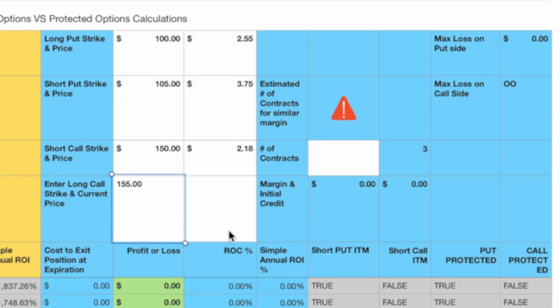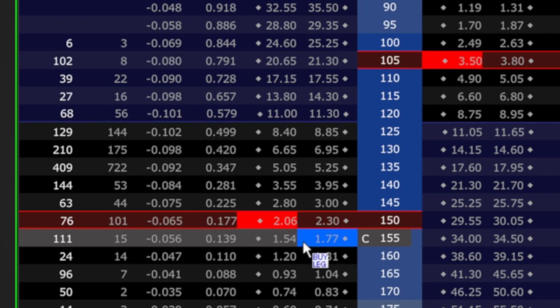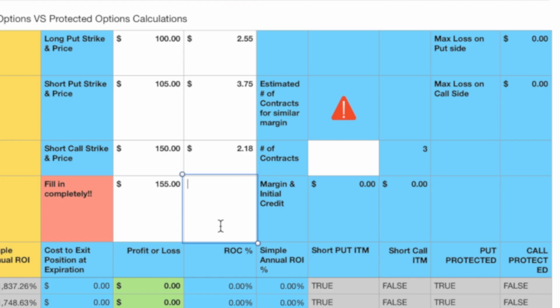So in this one, I'm going to go $5 wide as well, and I'm going to flip back over here, and the 155 is around 165-ish. So we're going to put in 165. Now, these are all entered in positive numbers, even though some of these would be a debit. The long ones would be a debit, these ones would be a credit. They all get entered as positive numbers.